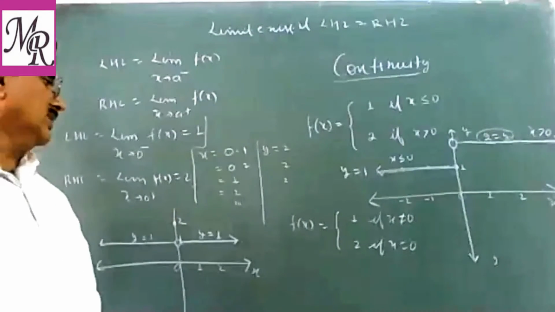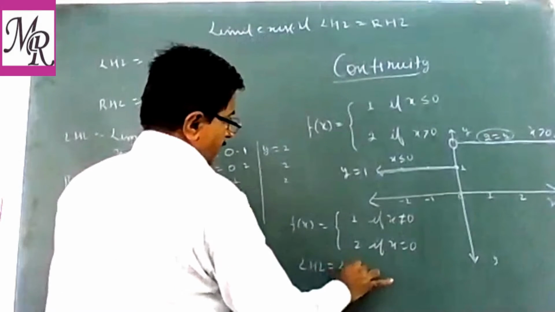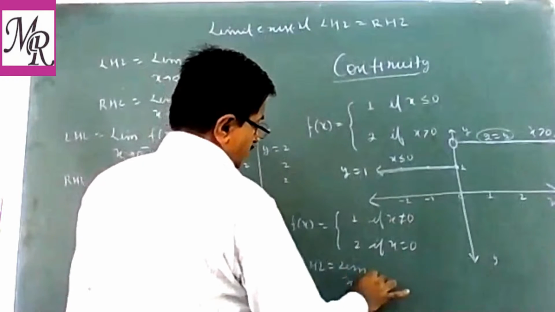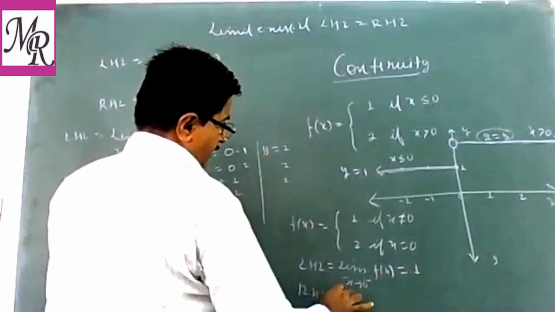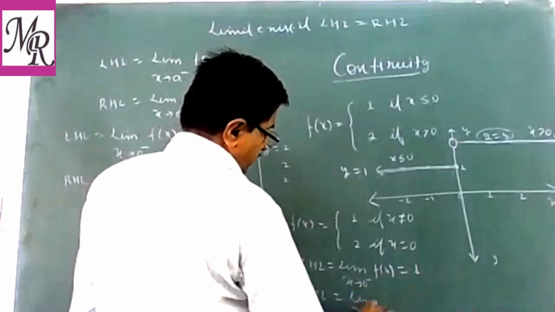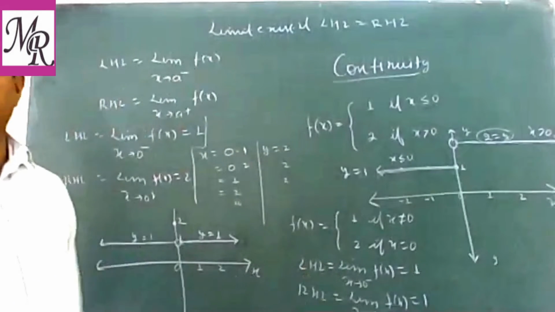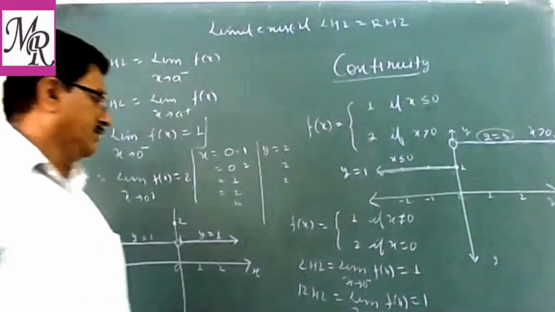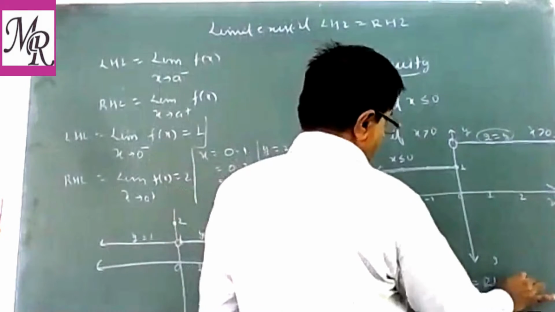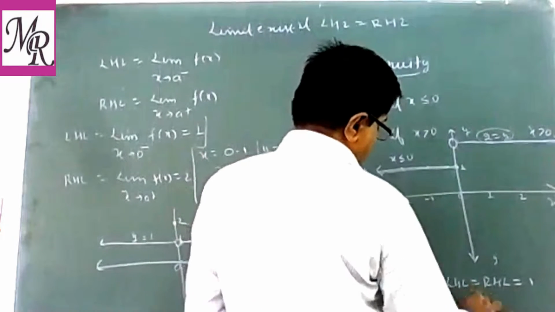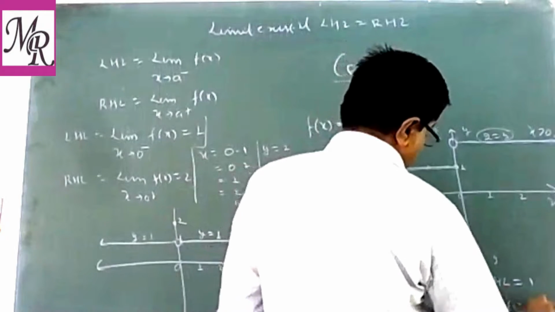Clear? So in 11th class you see here, x not equal to 0 means you find the left hand limit. Limit x tends to 0 minus f(x), that is 1. And here also you find the right hand limit. The limit x tends to 0 plus of f(x), that is also 1. So here left hand limit equals right hand limit, and the limit exists. So you can write the limit x tends to 0 f(x) equal to 1.